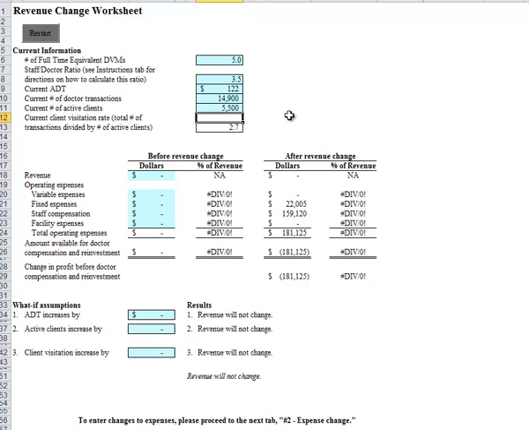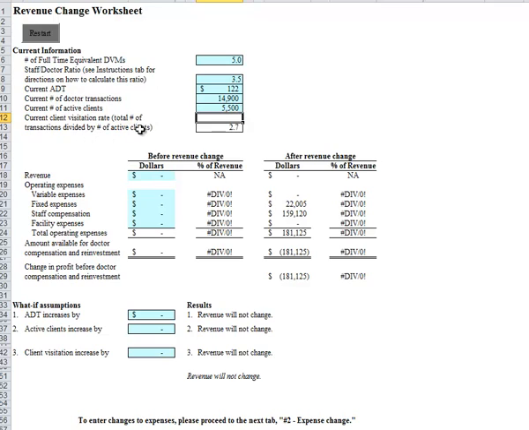So now that I've entered that preliminary basic information, you can see that the client visitation rate for this practice is 2.7 times. And we got that simply by taking the number of doctor transactions and dividing it by the active clients.